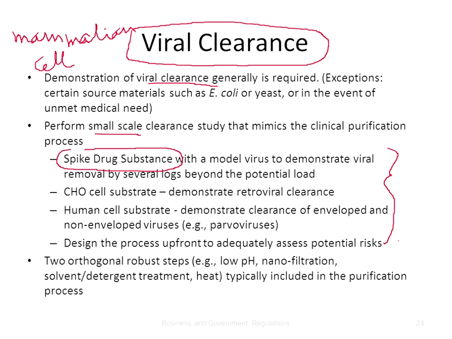And the way we get rid of the virus is we often use at least two different, orthogonal means different mechanism of actions to kill the virus. So for example, you might use low pH or nanofiltration or detergent treatment or heat treatment to kill the viruses. So if you use two different methods, that is usually sufficient to kill the virus and show that you have been able to clear the virus.